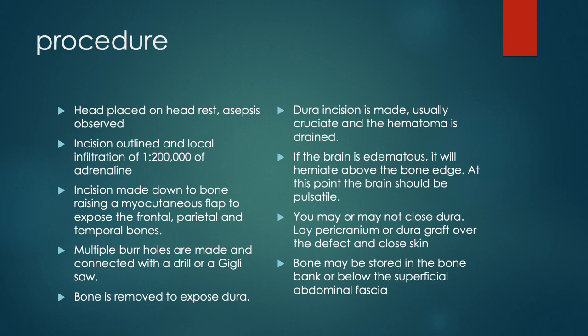And then a dura incision is made. Usually it's a cruciate incision, but depending on where you are, some people may just make multiple dura incisions. So if you have a subdural hematoma, it's drained at this point.